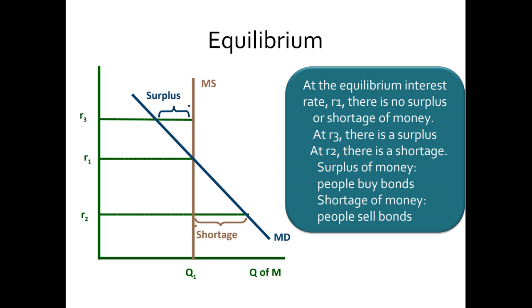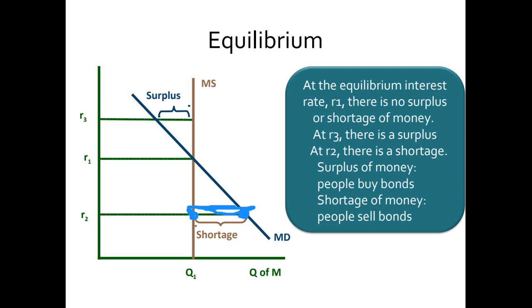So this is the total demand, and this is the total supply. So we have a shortage here. This is the shortage. Now in the same slide, I wrote: surplus of money, people buy bonds. Shortage of money, people sell bonds.